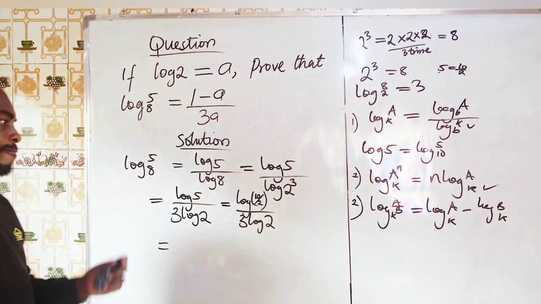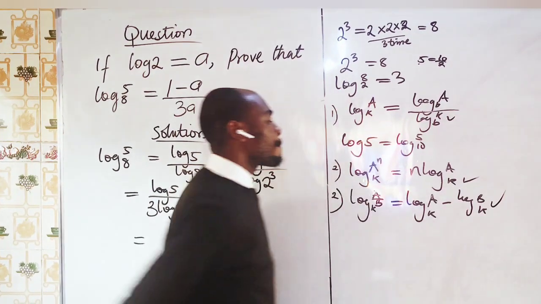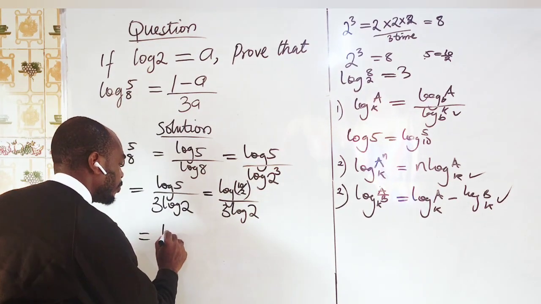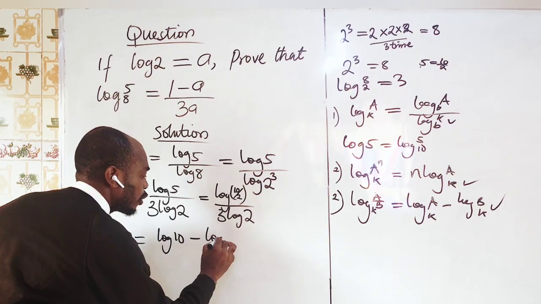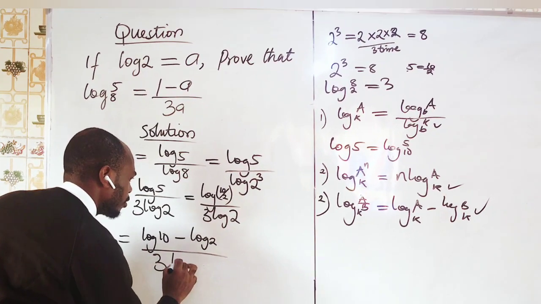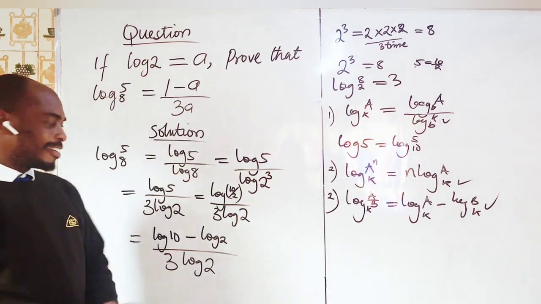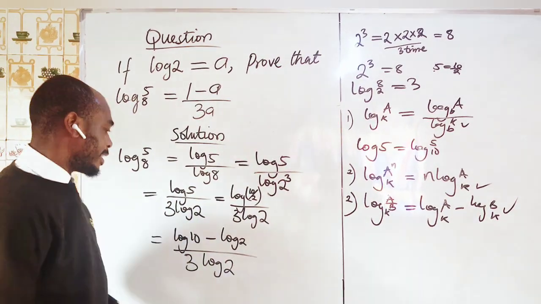Please follow very well. At least we can now apply this law. In place of using this, we pick log 10 minus log 2 all over 3 log 2. Have you seen? This is how we started. Please take note of this stage.